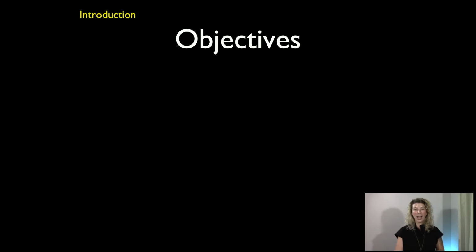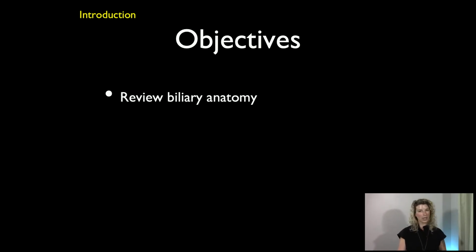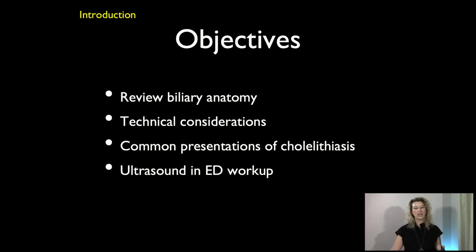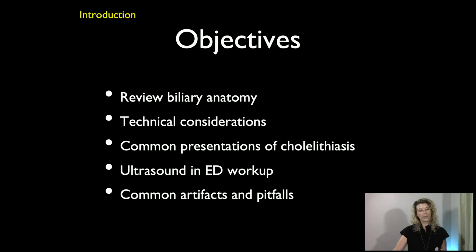So this is a pretty jam-packed lecture. We have a lot of objectives to get through, but we'll get through them all together. We're going to talk about biliary anatomy, which I'm sure you review on a regular basis, but just to dot our I's and cross our T's. We're going to talk about some technical considerations when using ultrasound, which is extremely important no matter what kind of study you're doing. So you can extrapolate that from this lecture to all your other point of care ultrasound. Common presentations of cholelithiasis. Utilizing ultrasound in the ED workup of, in this particular lecture, right upper quadrant pain. And then, as is always important to address in lectures about ultrasound and techniques in ultrasound, artifacts that you're going to encounter and pitfalls related.